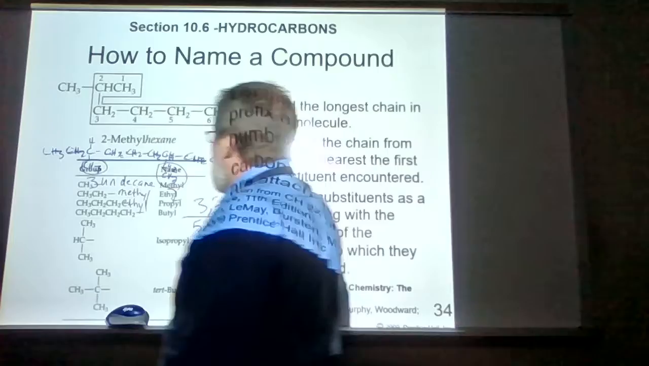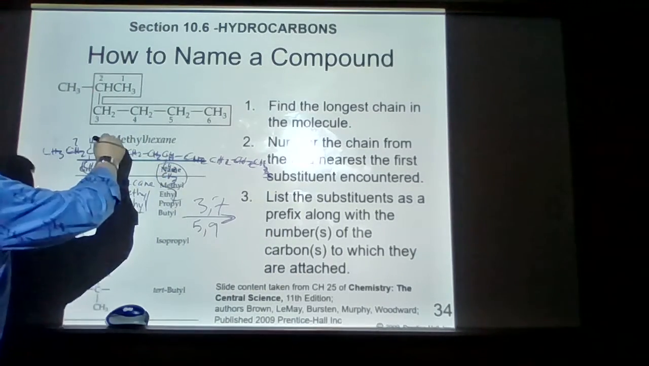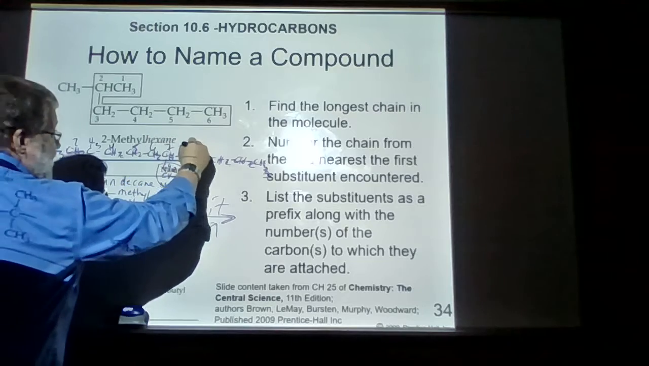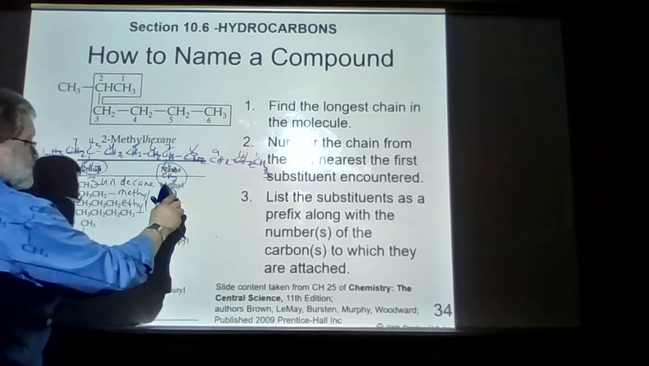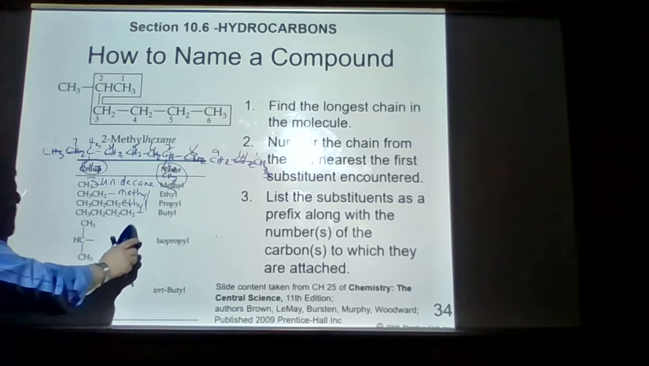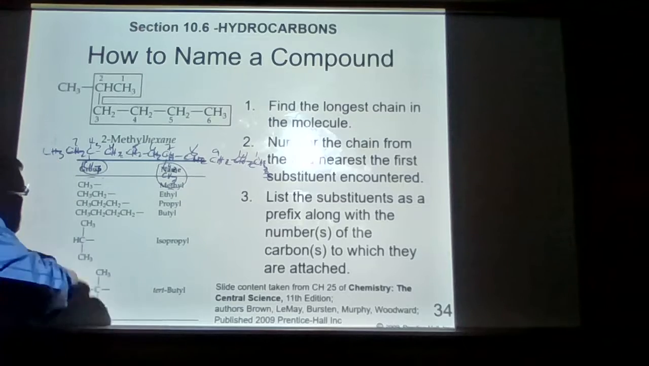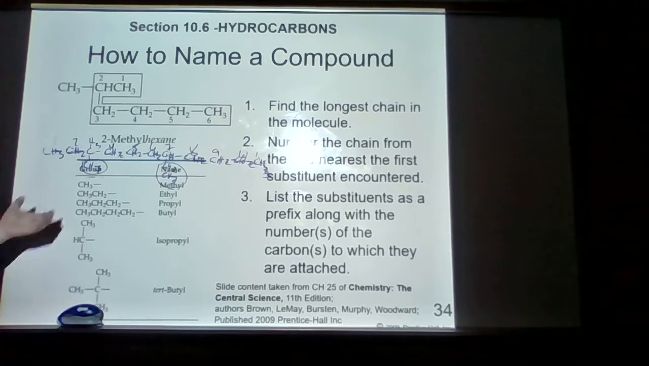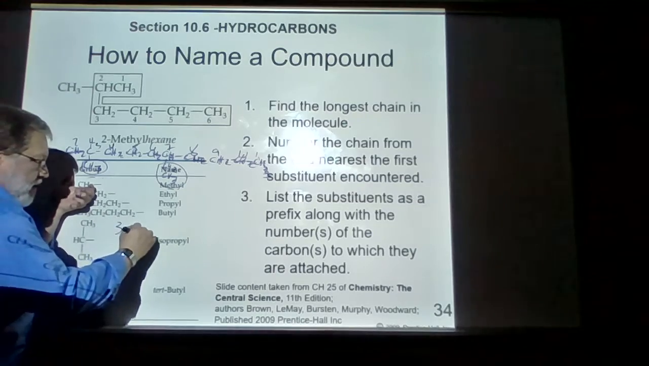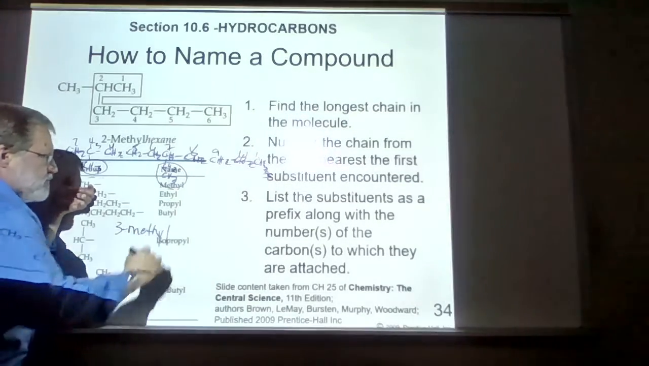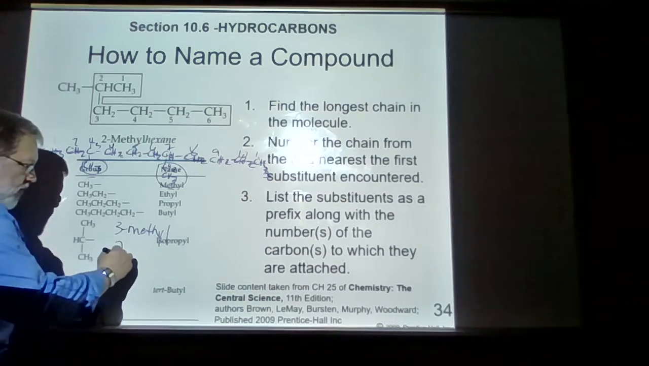So we number 1, 2, 3, 4, 5, 6, 7, 8, 9, 10, 11. Okay, so it is a 3, 7 substituted undecane. But what is that 3? A single carbon fragment, a methyl group. So 3 methyl. What is at C7? An ethyl group.